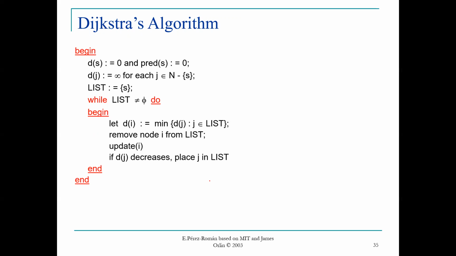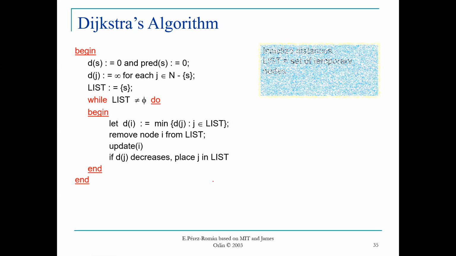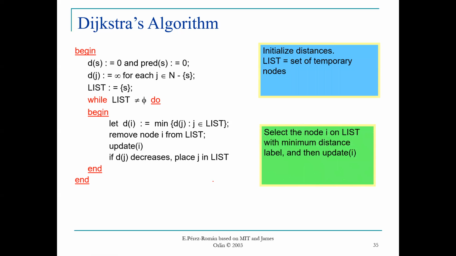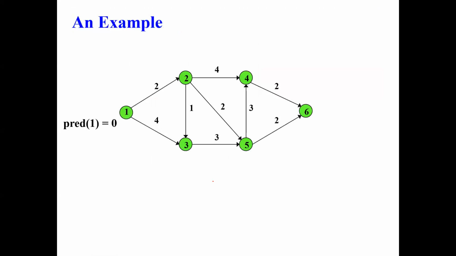We let I be the node with the minimum distance d_j over all j in the list. We remove I from the list, we scan its arcs and update, and if d_j decreases, we place j in the list set. So let's look at this example.